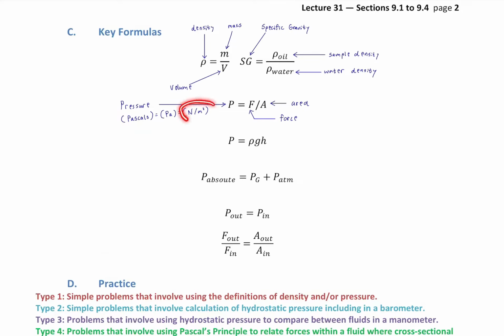It makes a lot more sense to think about it as force per area. And so we see it expressed that way much more, or just expressed as PA, pascals. All right, so there it is, force, and then area. Okay. All right, next up is hydrostatic pressure.